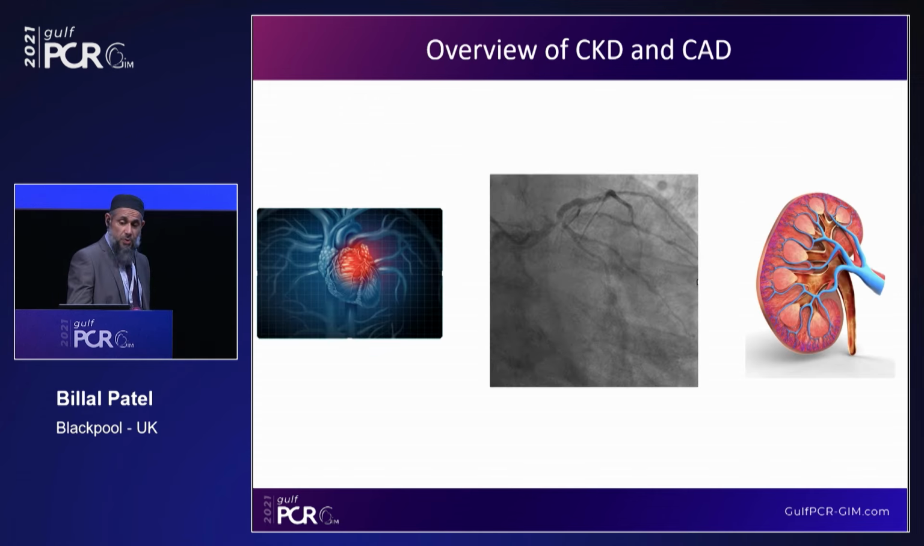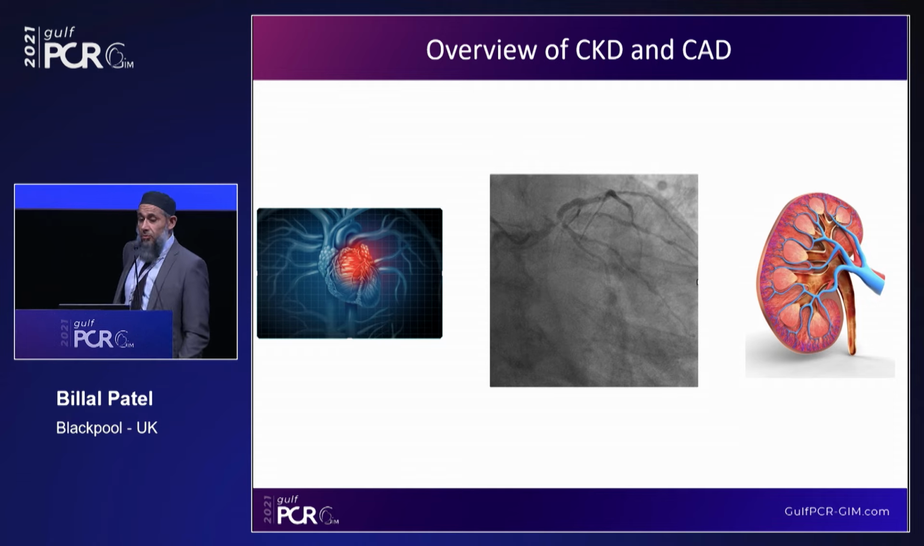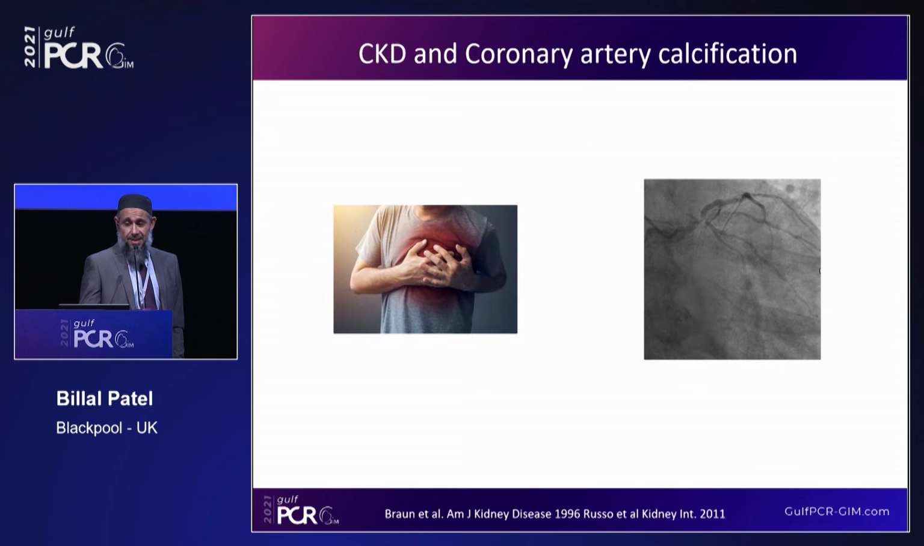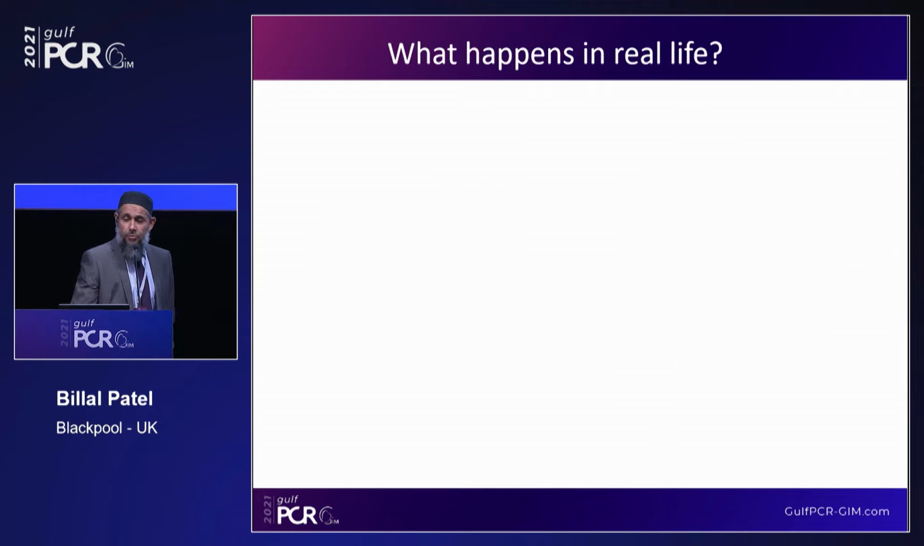So we know patients with chronic kidney disease generally do worse when it comes to coronary artery disease. They seem to have a more complex pattern of disease with worse outcomes in morbidity and mortality. They seem to have more coronary artery calcification, and they generally present with more atypical symptoms. But what happens in real life?